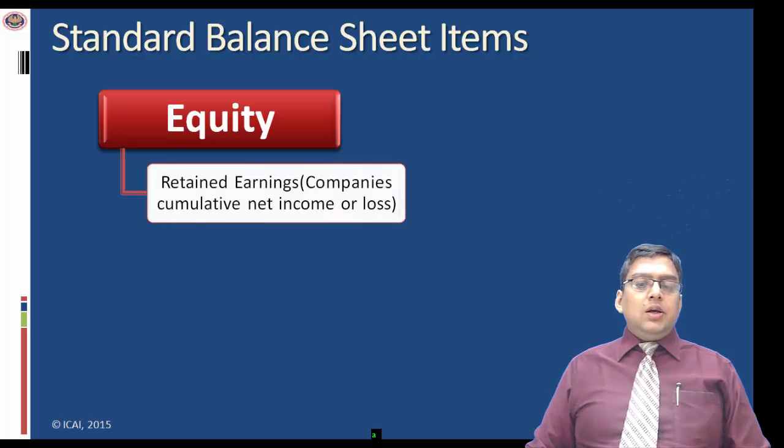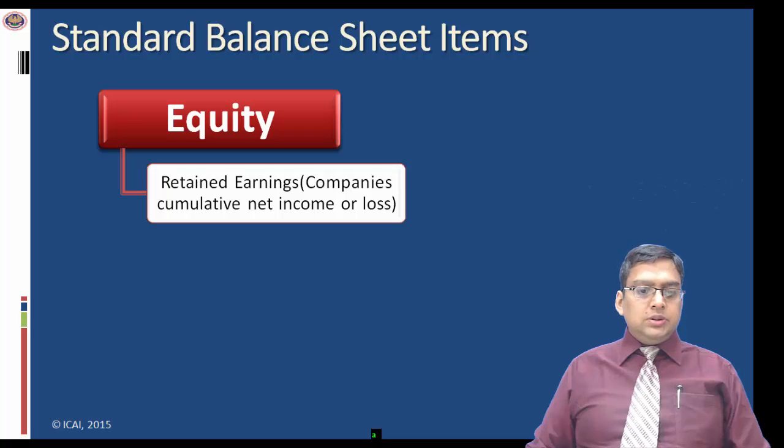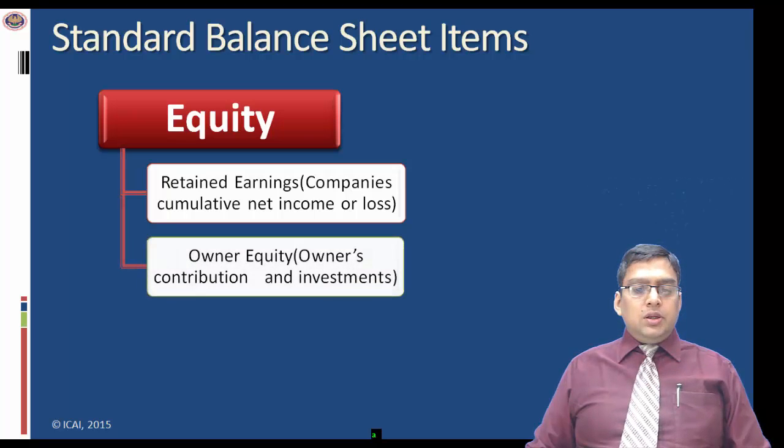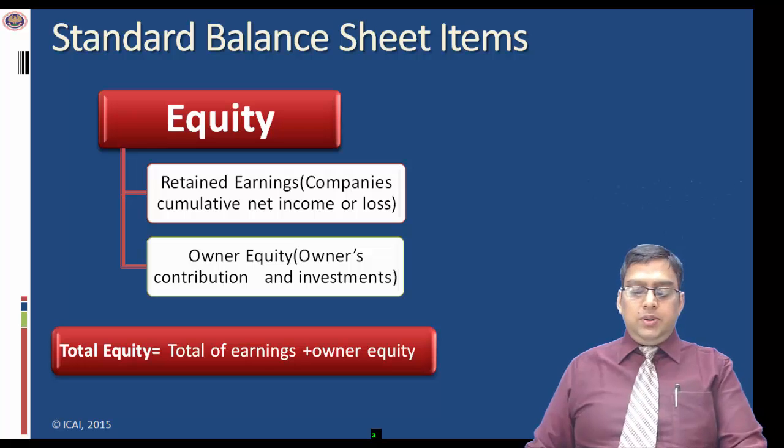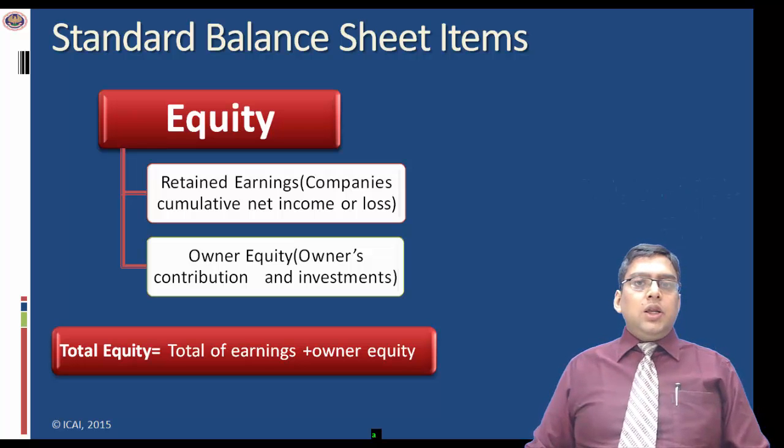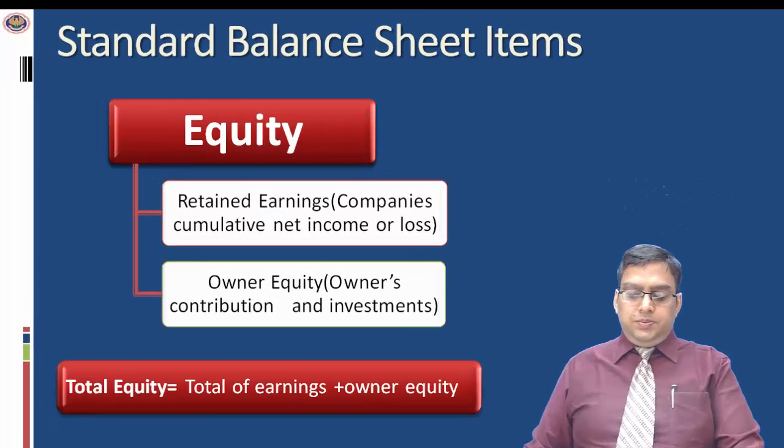Retained earnings are the company's cumulative net income or losses. Owner equity, and total equity equals retained earnings plus owner equity. And total equity and liabilities equals total liabilities plus total equity.